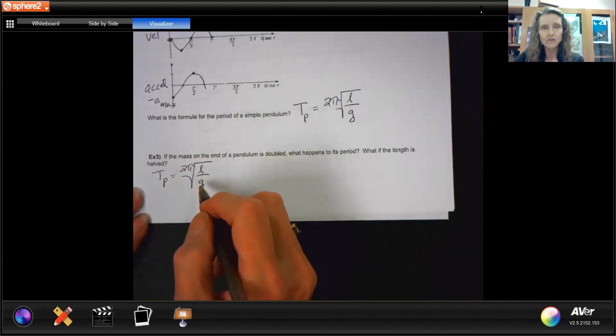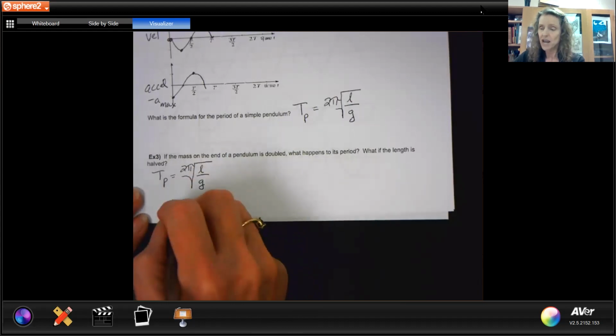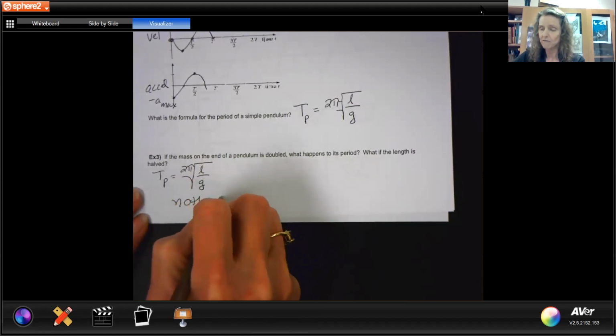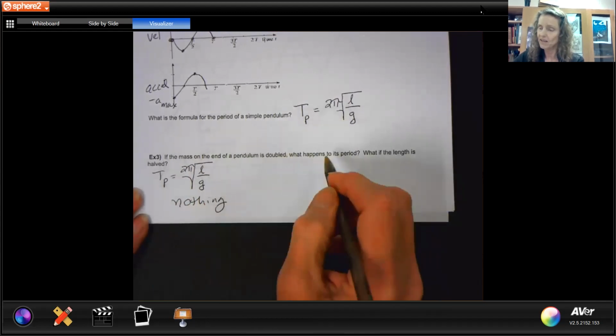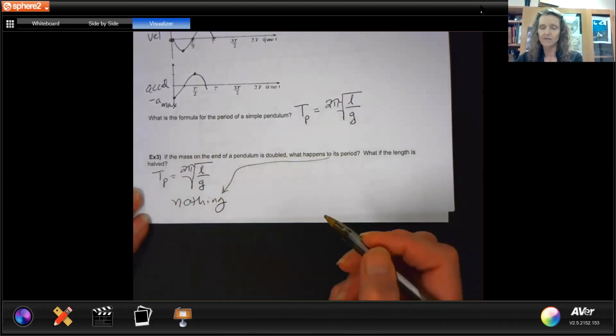Look at that formula. Do you see M in there anywhere? The fact that M is not in there tells you that mass does not determine the period of a pendulum. So nothing happens to its period. That's our first question, okay? That's our first answer right there.